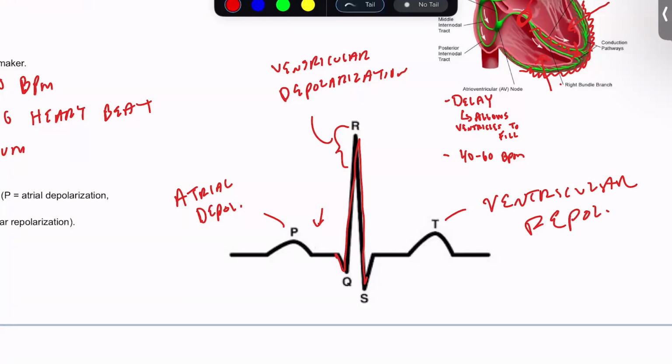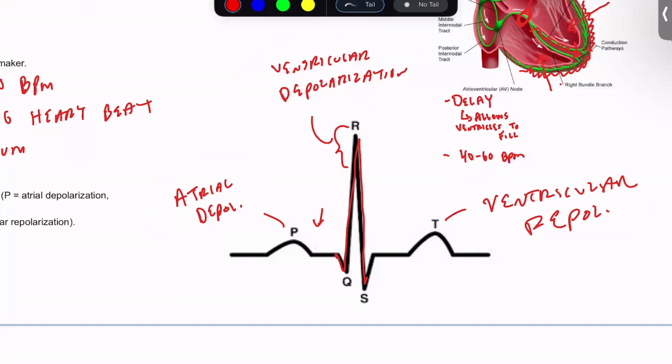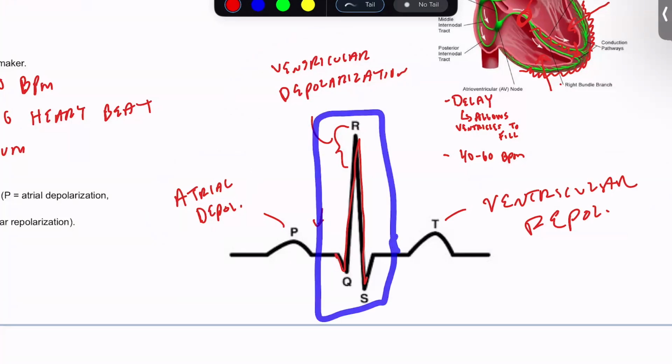And so the reason we don't see an atrial wave, because we have atrial depolarization, ventricular depolarization, we have ventricular repolarization, but we don't ever have atrial repolarization. And the thing is, we actually do have it, but this QRS wave is so big that it kind of blurs out that wave. So that's why we don't ever see it.